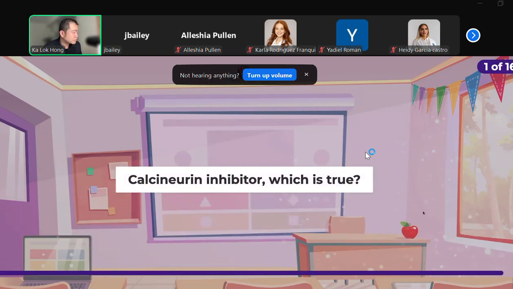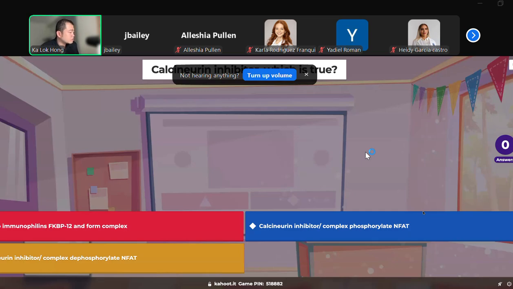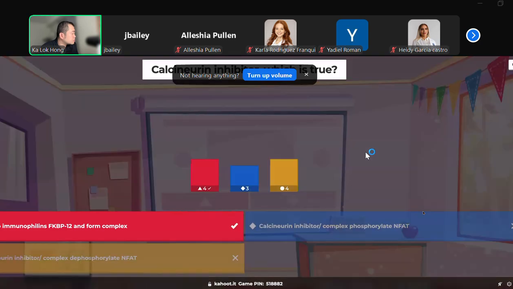Calcineurin inhibitors. So looking at the mechanisms of it, the pharmacology of it. Okay. All right, so a pretty even split. So really read very carefully for calcineurin inhibitors and how they work.